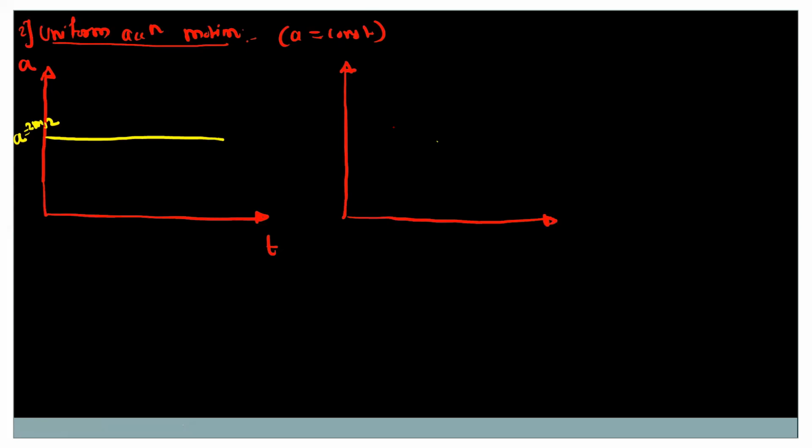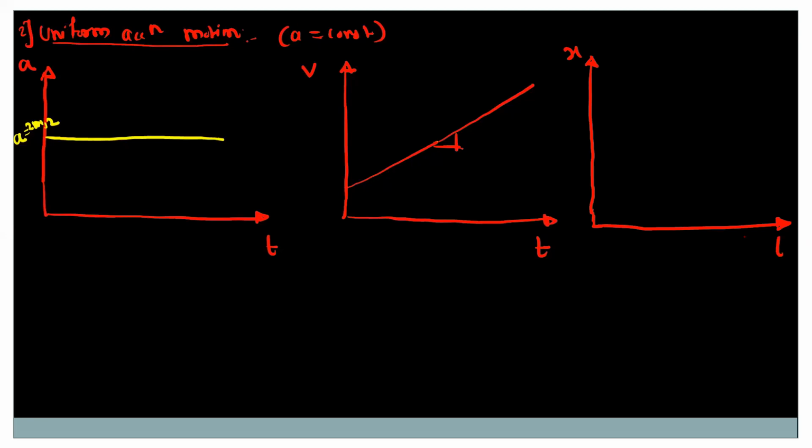So the velocity time graph will be a straight line with a positive slope. So this is the velocity time graph. And from the velocity time graph, we can plot the position time graph. So if the velocity time graph is a straight line, then the position time graph will be a second degree curve. So the second degree curve will be a parabola.